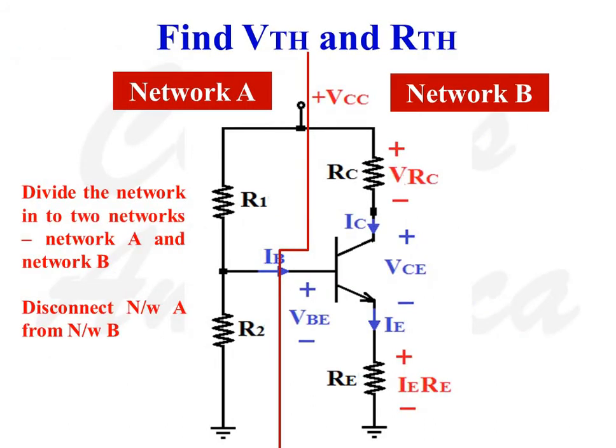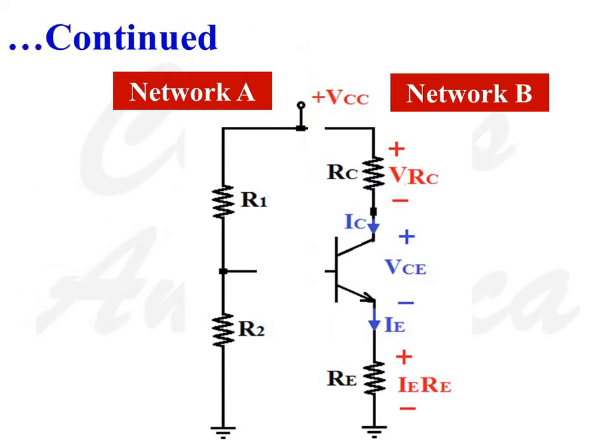Now we are going to apply Thevenin's theorem. Divide the network into two different networks, network A and network B. Disconnect network B from network A. Find the Thevenin equivalent voltage VTH and Thevenin equivalent resistance RTH for network A.